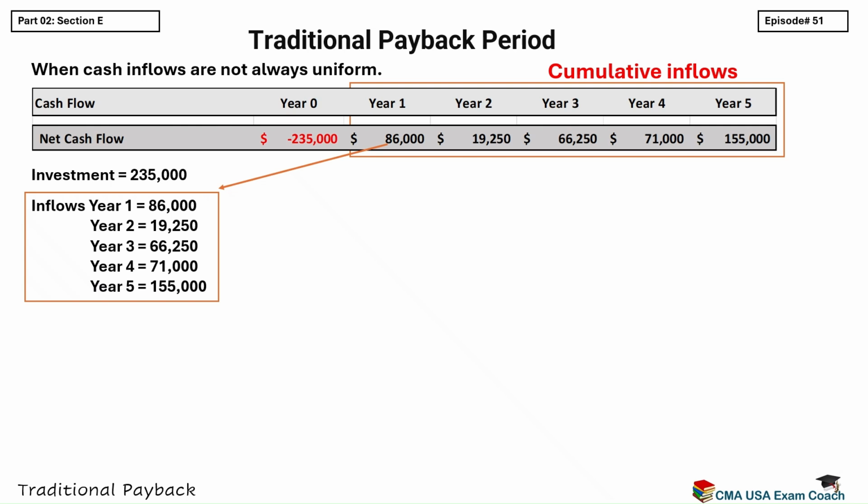Now here, because the inflows are not equal, we cannot simply divide the investment by one single annual figure. Instead, we must add the inflows year by year until the cumulative inflows become equal to the original investment. The year in which this happens is the payback period. This approach is slightly more time-consuming, but it reflects practical situations where cash flows vary from year to year. Let's go through the steps to calculate the payback period.